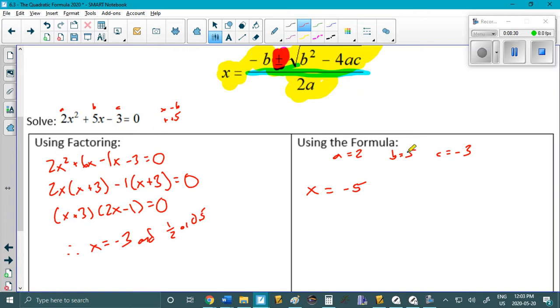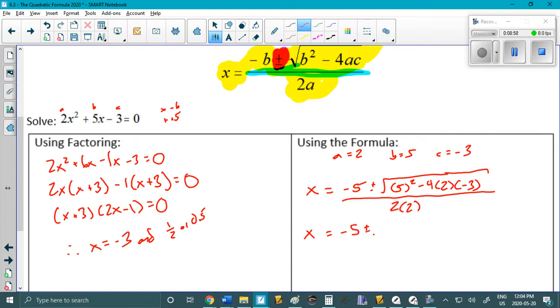And people always ask the question right now, if b was already negative, would this change to a positive? Yeah, absolutely. It would be negative negative 5, which is positive 5. So plus or minus the square root of b, which is 5, squared minus 4ac, all over 2 times a. And now I just simplify it. So x equals negative 5 plus or minus. Now with a calculator you could do this faster, but 5 squared is 25. And then minus 4 times 2 times negative 3.